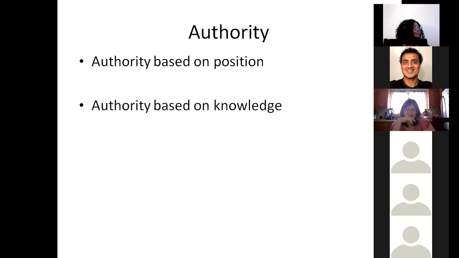Then there's authority based on knowledge. So you have people who have authority because they're experts in a certain field, because they understand the area, they're well immersed in the subject. And this is something that you've seen in research literacy, where you have triangulation based on experts. So when there's an authority who has authority based on knowledge, it's a different kind of expertise.